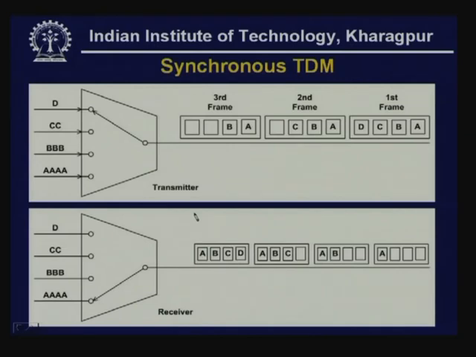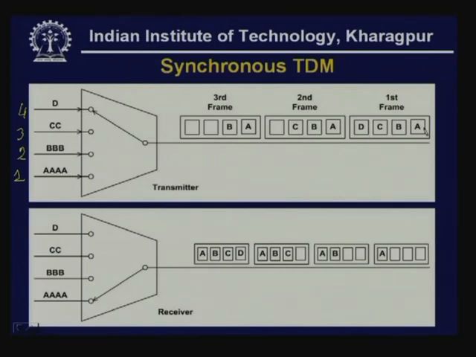Here is an example of synchronous time division multiplexing. Here is the transmitter, and data is coming from 4 sources. Say this is source 1, this is source 2, this is source 3, this is source 4. And as you can see here, source A has 4 characters to be sent, source B has 3 characters, source C has 2 characters, and source D has only 1 character to be sent.